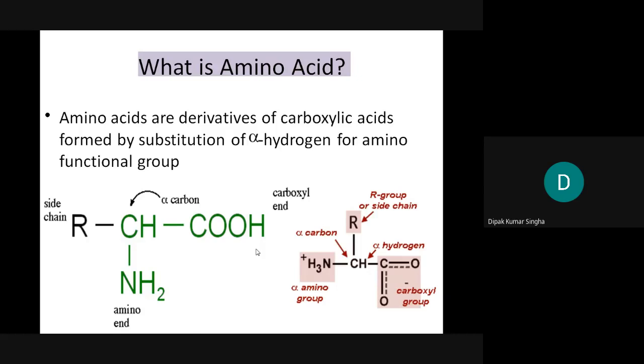Amino acids are basically zwitterionic compounds. Most amino acids are zwitterions because of the positive charge and negative charge arising from acidity and basicity.